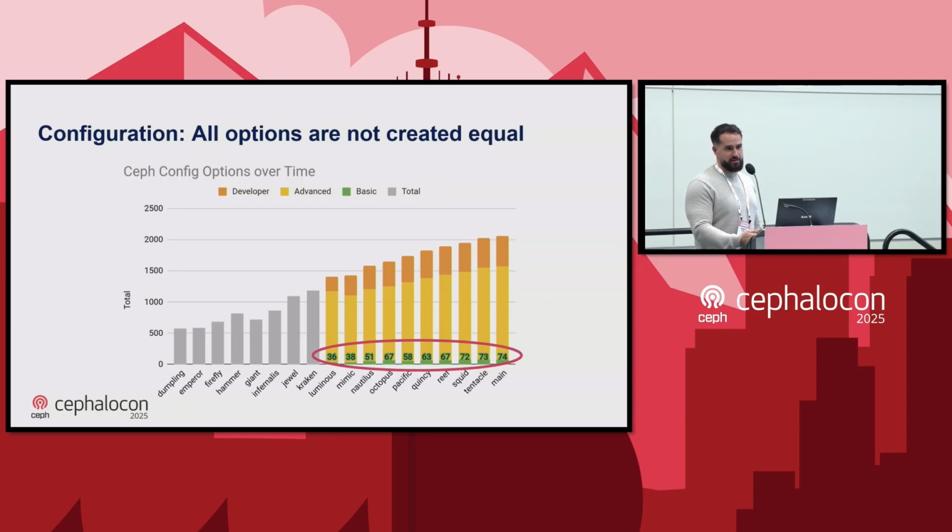I think that simplifies things, because if you just want to filter by the green options, which are the simple ones, you're going to stick to 74 options, and that's all the basic options that a regular user should mess with in Ceph. So I think it's a good trade-off for developers.